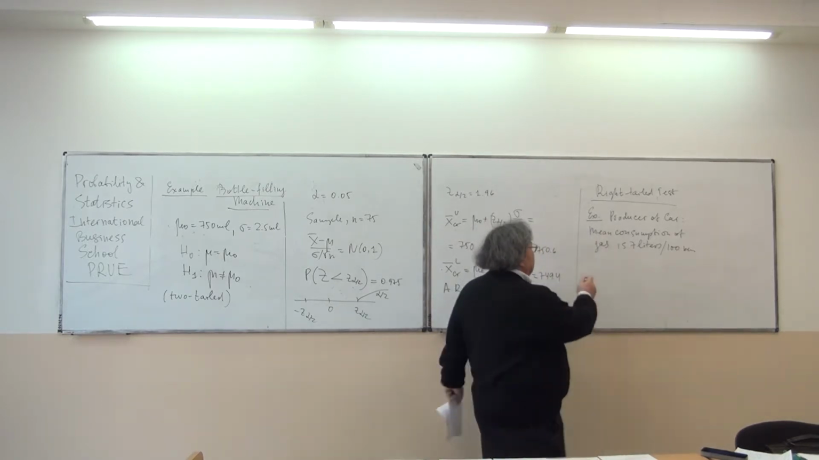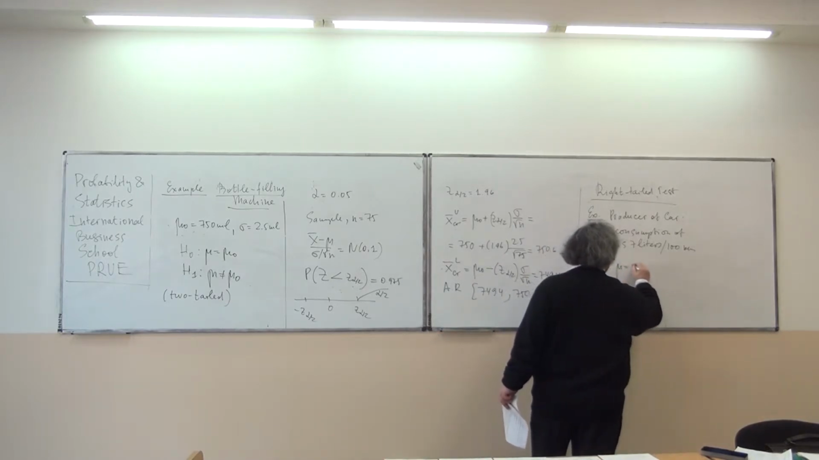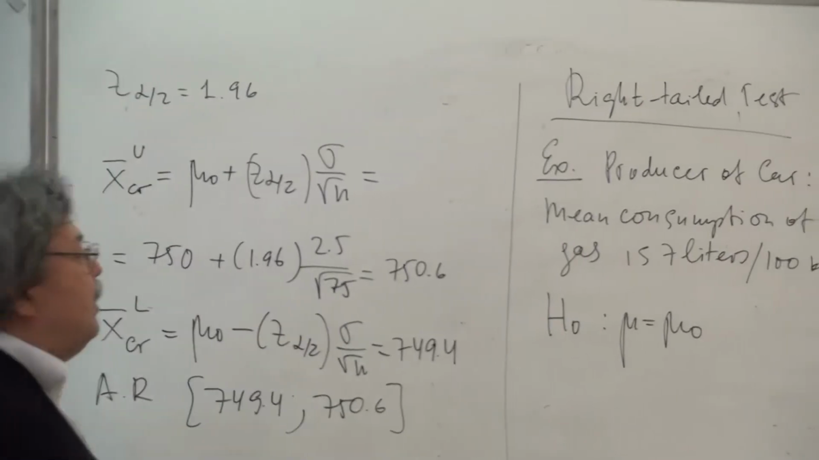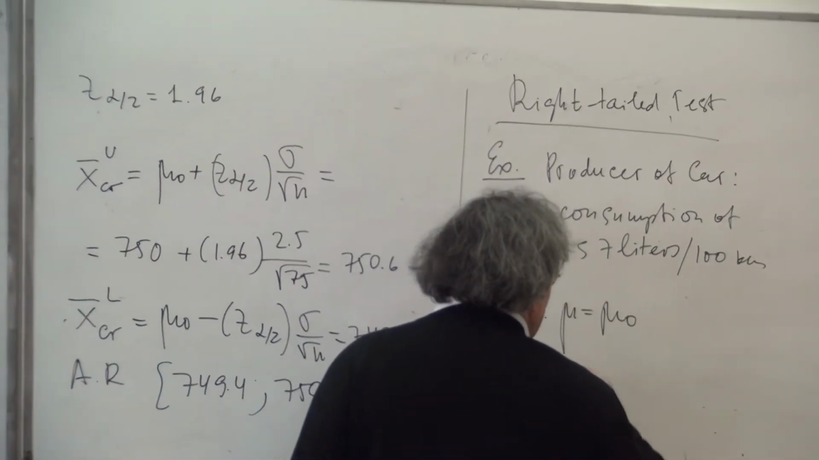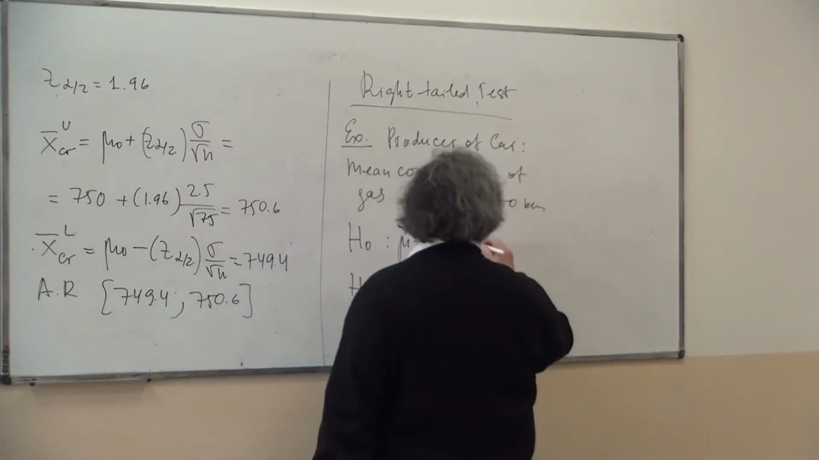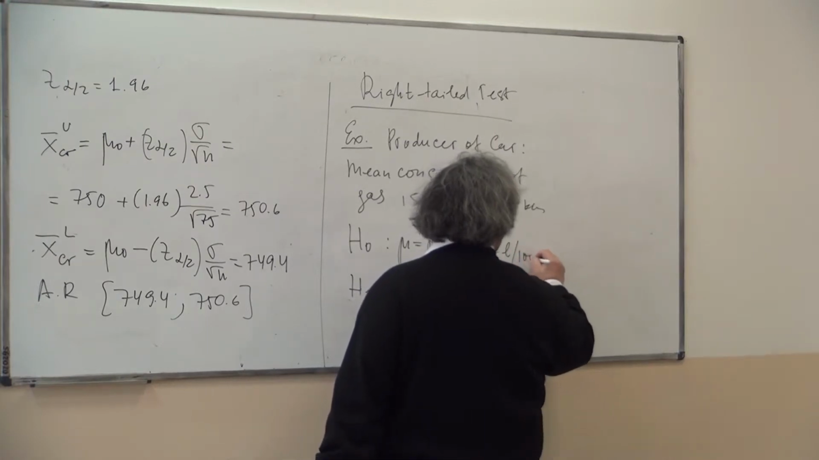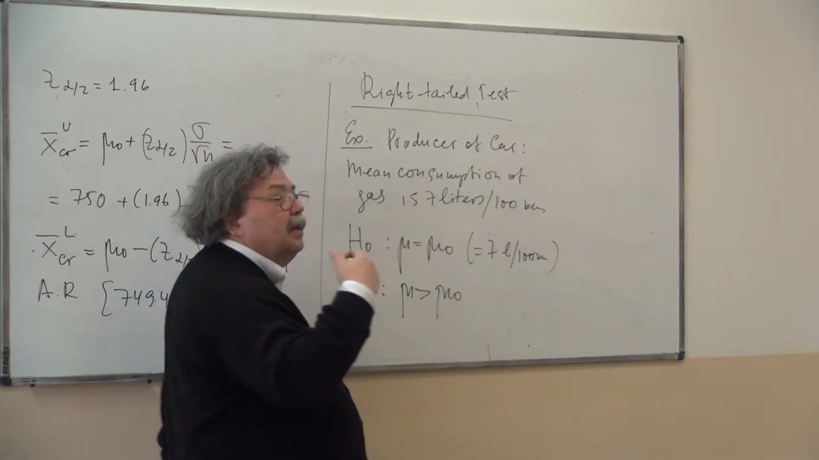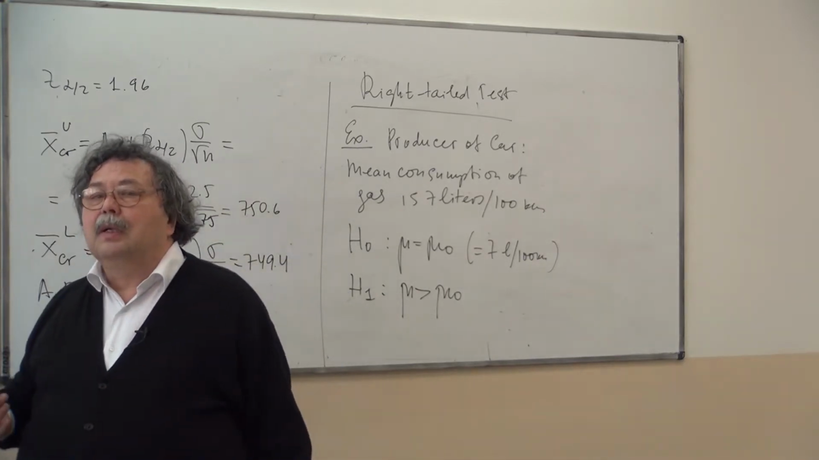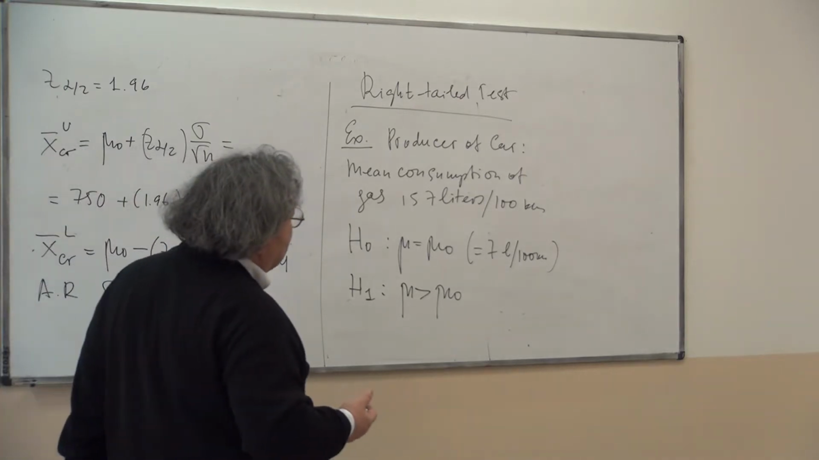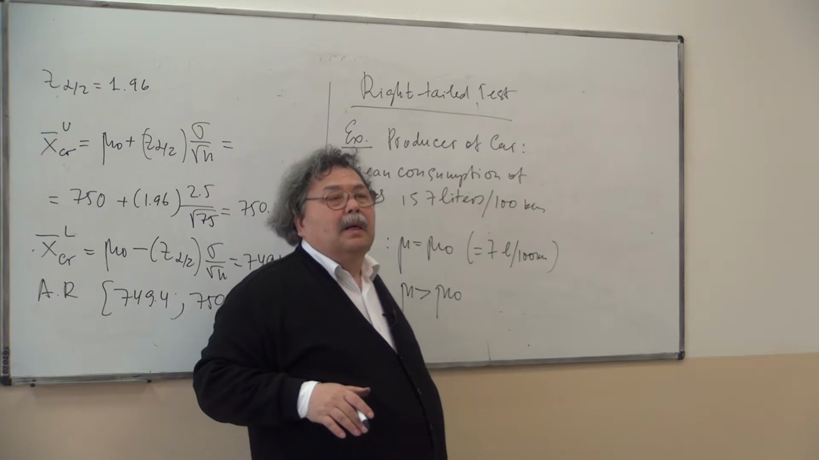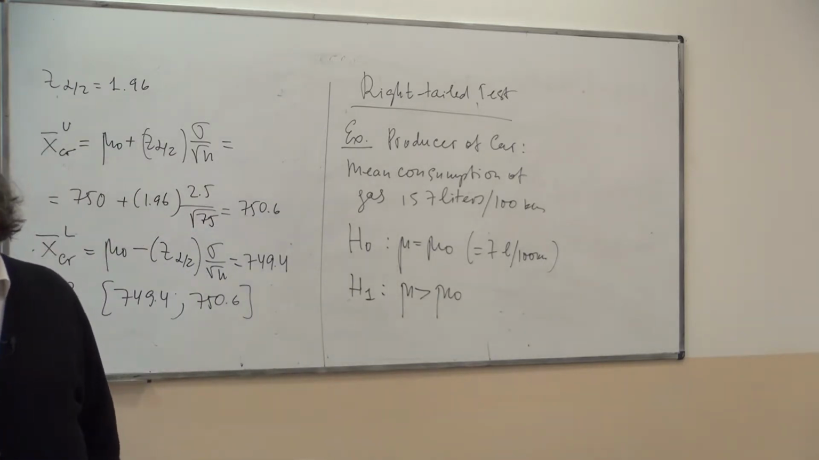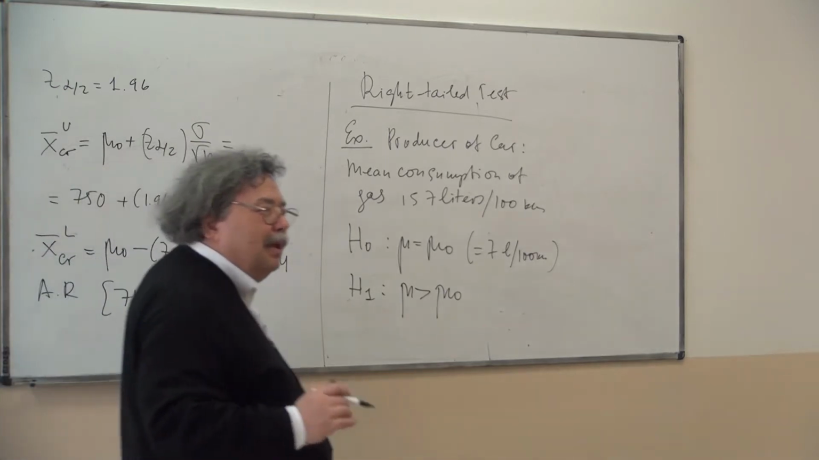Now, how do we state the null hypothesis? The null hypothesis looks this way in every format of the test. What is different here is the alternative hypothesis. Okay, mu0, 7 liters per 100 kilometers. Now we are talking about the mean consumption of gas, and mu0 is the hypothesized value of mu, and here it's 7 liters per 100 kilometers. This is what the producer claims. And this alternative hypothesis reflects our doubts or suspicions. We suspect that the producer is not accurate about this.